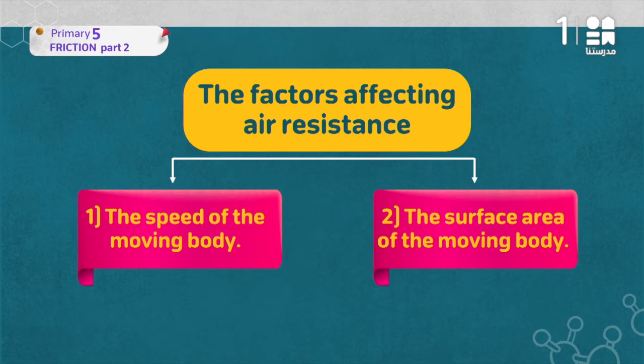Now we want to talk about the factors affecting air resistance. So what are the factors? The speed of the moving body and the surface area of the moving body. Let's talk more about the factors that affect air resistance, and focus well, because if we understand air resistance very well, it will be the last type, the friction between solid objects and water. If we understand solid objects and air, we will understand water very well too.